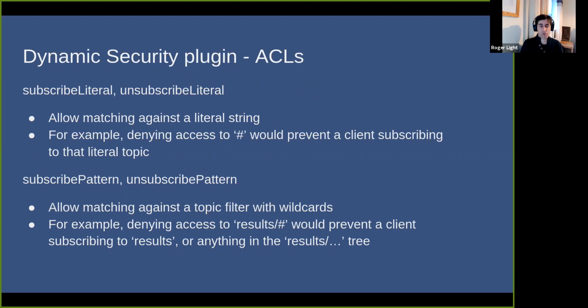That means, for example, they wouldn't be able to do topic discovery like you might do on a public test broker, where subscribing to hash will give you a list of all of the topics, but you would still be able to subscribe to any specific topic, assuming there are no other ACLs stopping you. The subscribe pattern and unsubscribe pattern ACL types, by contrast, allow you to match against a topic filter that's got wildcards in it. So if you deny access to the results /hash topic, clients could not subscribe to the results topic or anything in the results tree. With the example above, if we did a subscribe pattern, clients would be able to subscribe to absolutely nothing in the normal topic tree. So the combination of these is quite useful as well.